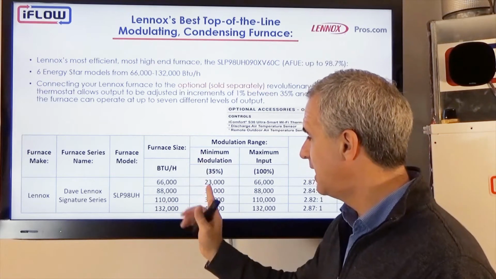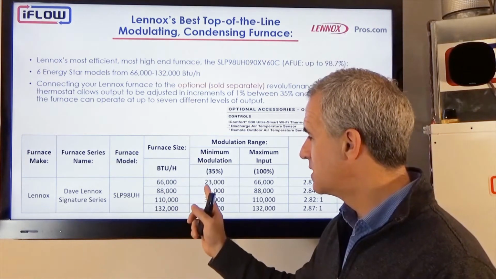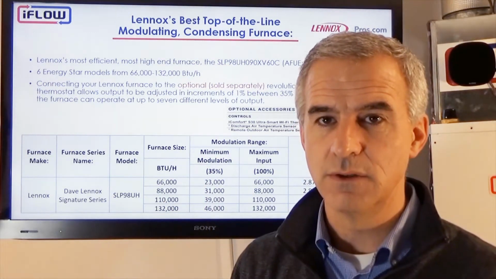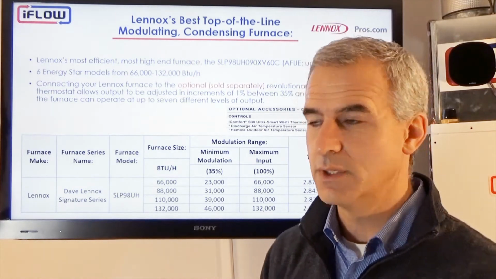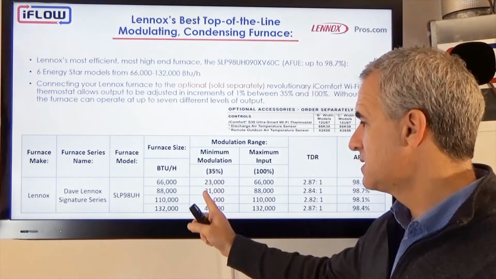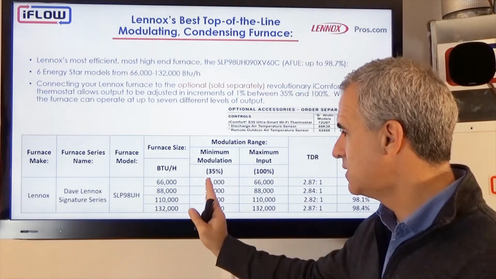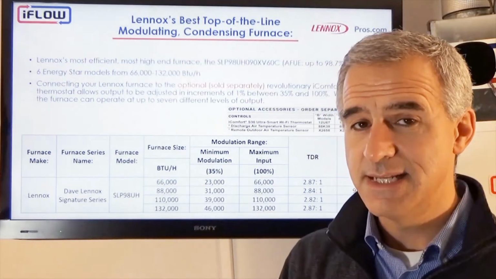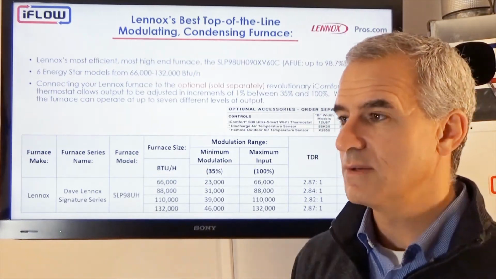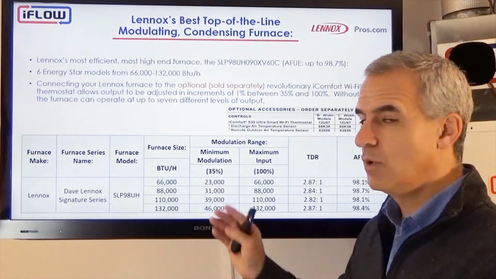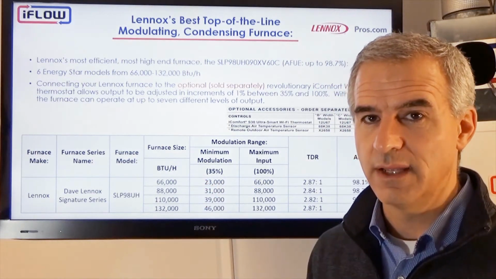If your heat load is below 23,000 BTUs, again, how do you think it's going to operate? Unfortunately, this is the minimum it can modulate down to, so if my heat loss is 18,000 BTUs or 12,000 BTUs, I'm going to be cycling. There is nothing more I can do to it, unfortunately.